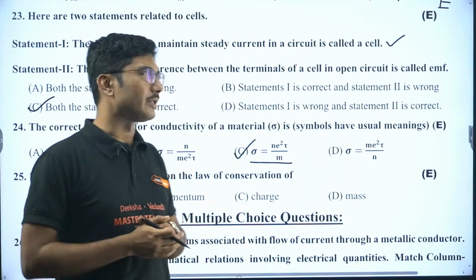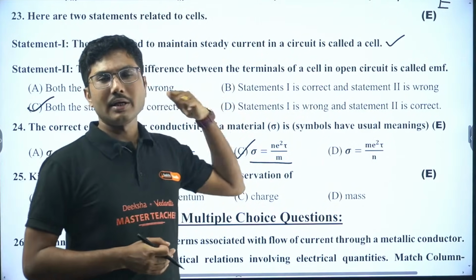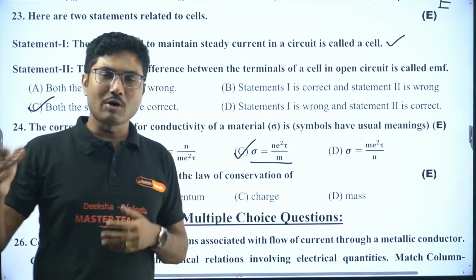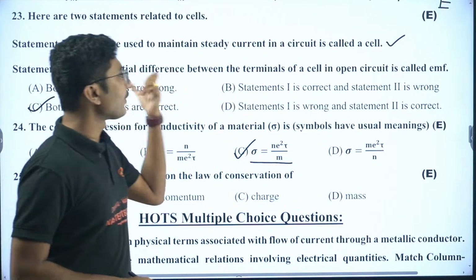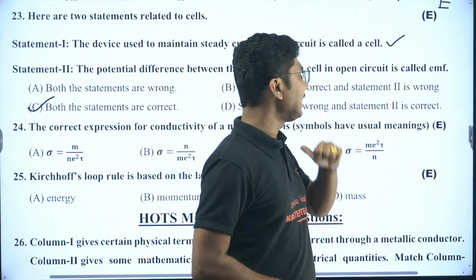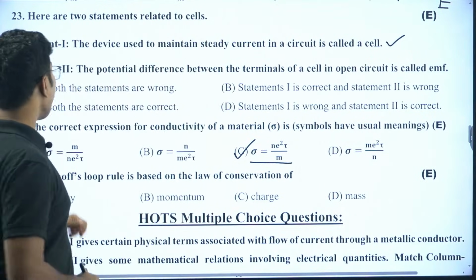That's what is called a battery. But it is required to maintain the current, and the circuit will operate. Now second statement, potential difference between the terminals of a cell in open circuit is called EMF.